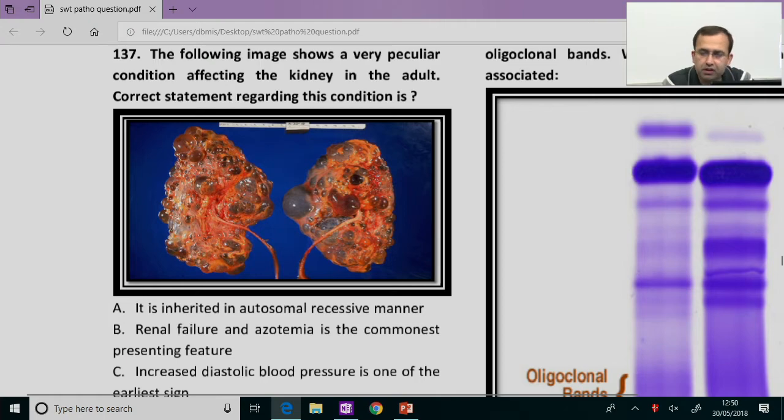It is showing you the presence of cysts with a bosselated outer surface. A bosselated outer surface is seen in adult polycystic kidney disease, versus the smooth outer surface of the kidney in childhood polycystic kidney disease. So this is adult PKD. In the question also adult is mentioned, but even if that was not mentioned, the diagnosis just by the image was adult polycystic kidney disease.